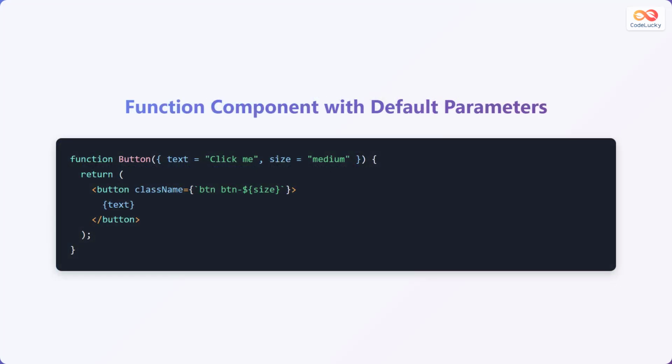Here's how you can define default props in a function component using default parameters. Inside the function's parameter list, you can assign default values to props. For example, if a button component receives a text prop, but no value is provided, it defaults to "Click me". Similarly, if the size prop is missing, it defaults to medium. This method is concise and readable, making it a preferred way to define default props in modern React function components.